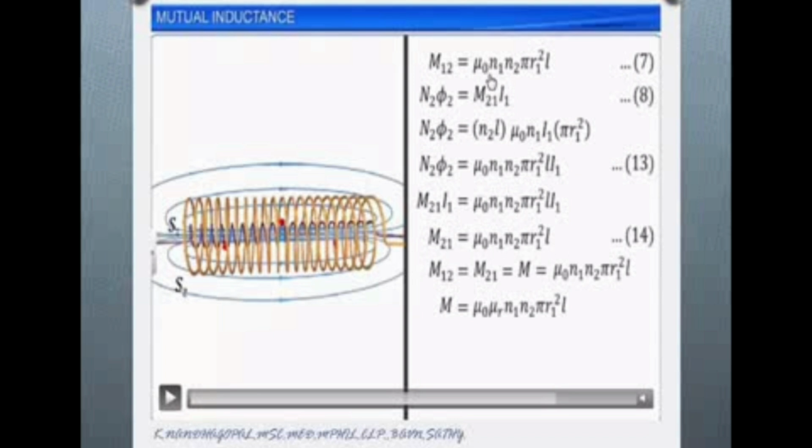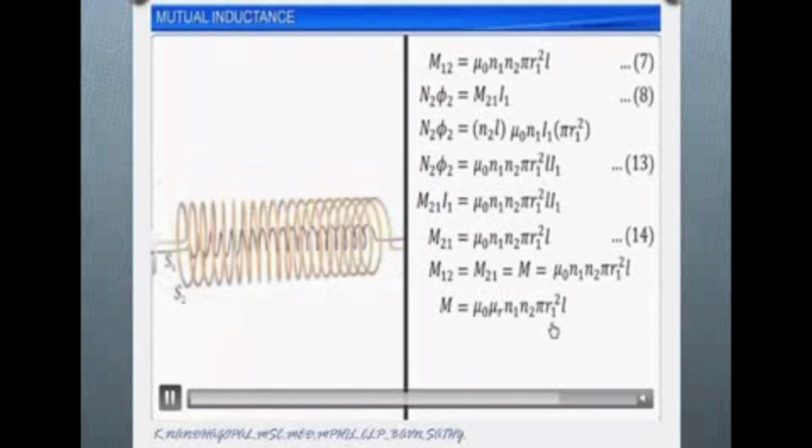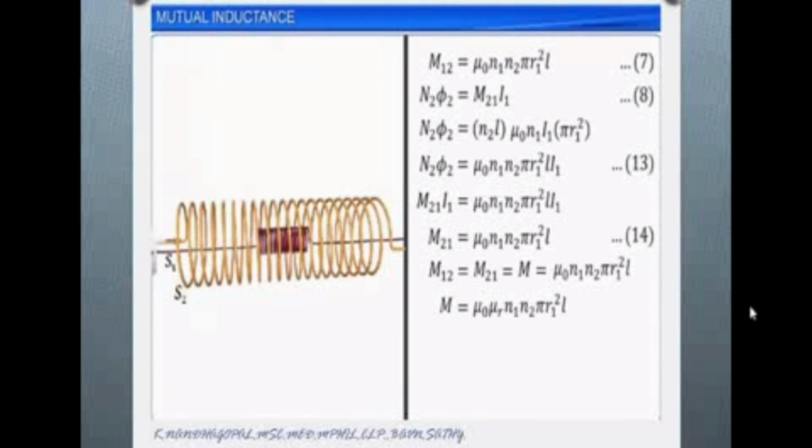So this value, M12 and M21, are equal. So commonly we can take M equal to mu naught mu r. Suppose it is placed in a different permeability of the medium. So mu naught mu r N1 N2 pi R1 square by L is the mutual inductance between the two coils. Okay, suppose the size of the coil will vary. So what will happen? The mutual inductance also will change.